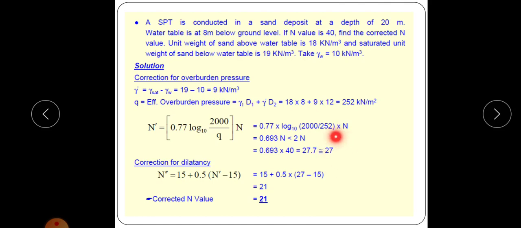So next correction we have to do is dilatancy correction for this 27. Okay, so since it is greater than 15, the equation for dilatancy correction is 15 plus 0.5 into N dash minus 15. So N dash means 27 and the corrected one is 21. So this is the corrected N value after doing overburden pressure correction and dilatancy correction. 21 is the answer.